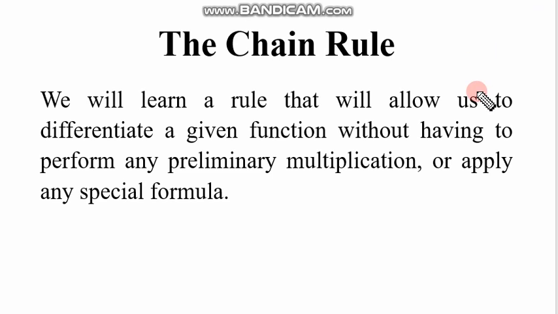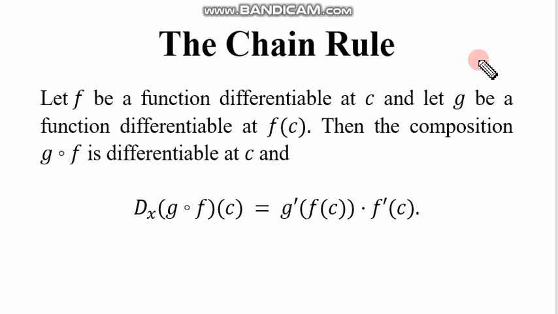So the chain rule. We will learn a rule that will allow us to differentiate a given function without having to perform any preliminary multiplication or apply any special formula. We will let f be a function differentiable at c and let g be a function differentiable at f of c. Then the composition of g and f is differentiable at c, and the derivative of g composite f at c is equal to g prime of f of c times f prime of c.